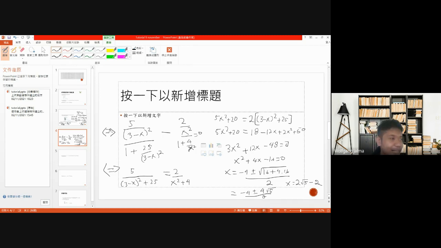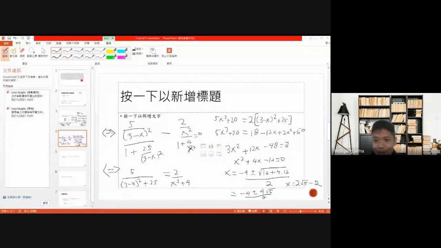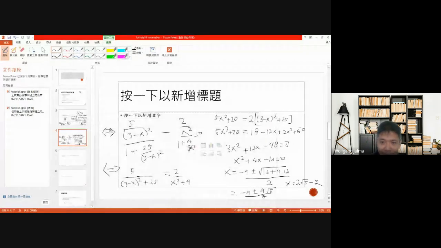I'm not sure, is the answer correct? I'm not sure, because my calculation may be wrong, but I don't know about yours. Okay, so I'm also not so sure the answer is correct, but hey, you get the point, right? This is how we find the x.